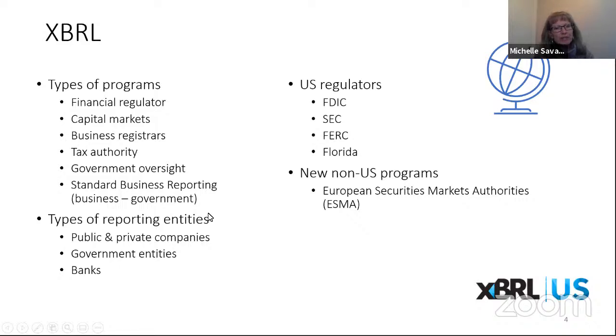Lots of different reporting entities submit their data in XBRL format, from public and private companies to government entities and banks. In the United States, there are a number of regulators that use XBRL today. The FDIC was the first program that went into place, so all banks have to report, and they've been doing so since 2005. The SEC was shortly thereafter, and all public companies, mutual funds, and credit rating agencies have to report in XBRL.